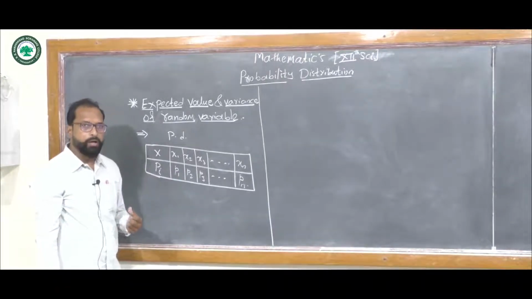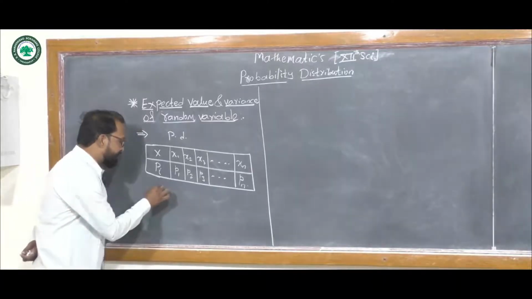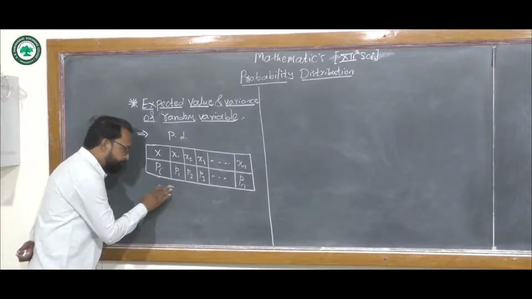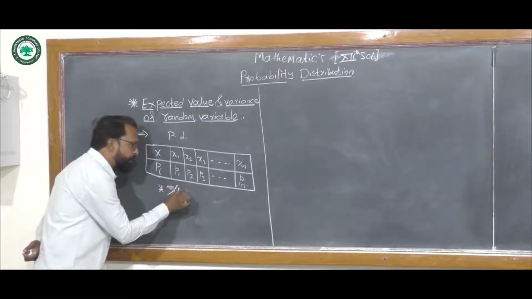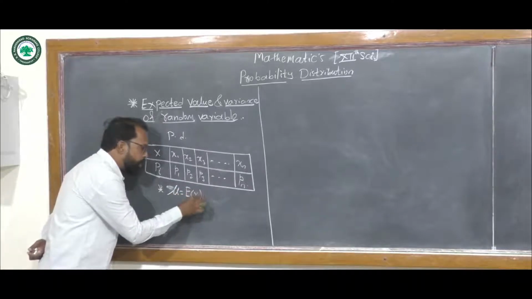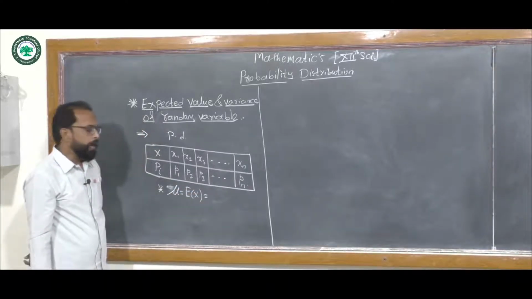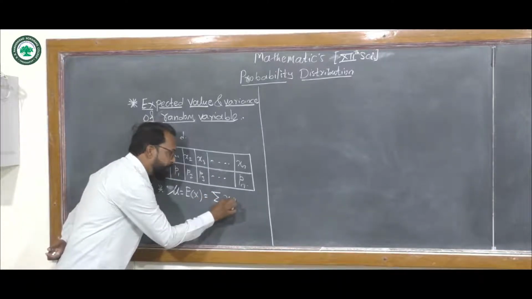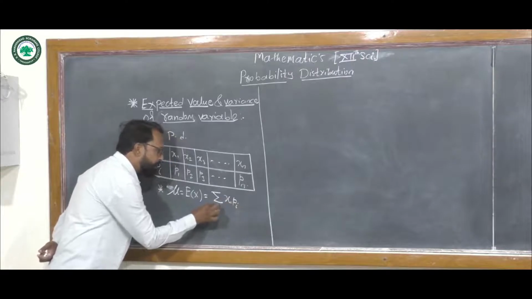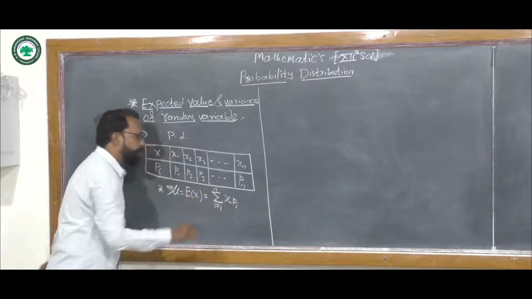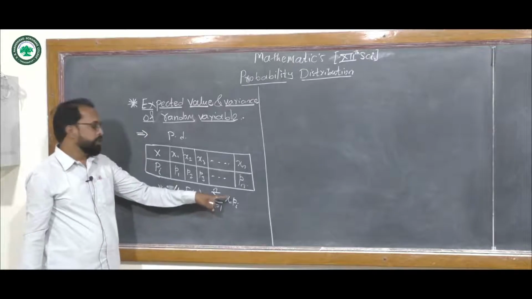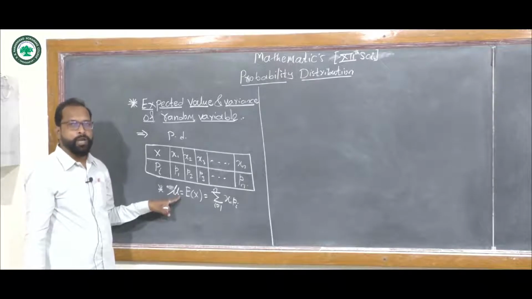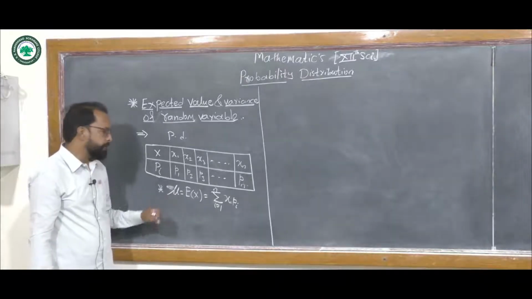of this random variable x is denoted by mu or E of x, and it is given by the summation of xi into pi, where i runs from 1 to n. This is the formula for the arithmetic mean or expected value of a random variable x.